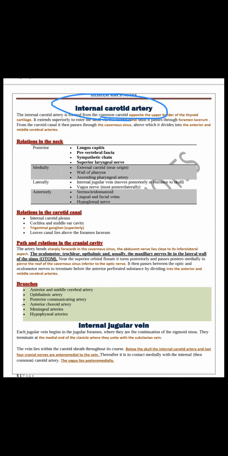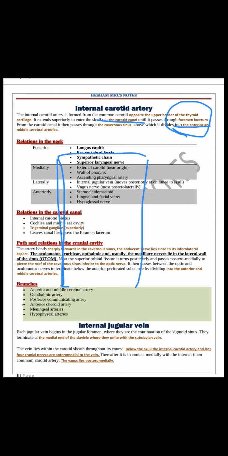Then it has a very important course. It has no branches in the neck. Keep this: no branches in the neck. How does it reach the skull? It passes from below through what's called the carotid canal. This is from below. From the upper part of the skull base, it passes through what's called the foramen lacerum. We will learn all the foramina within the base of the skull.